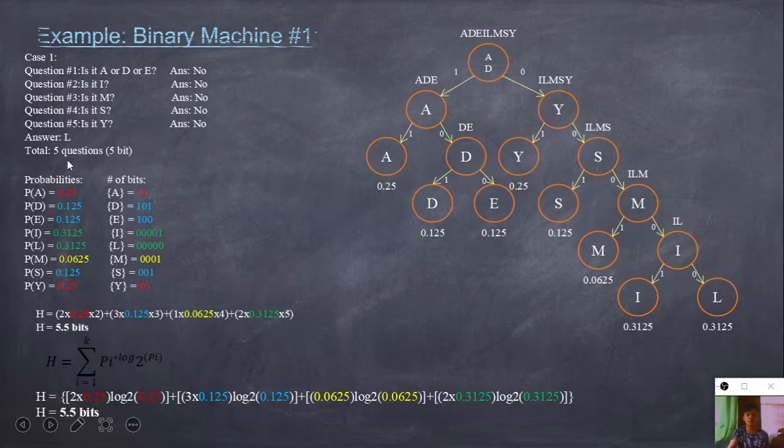So there are 5 questions, or equal to 5 bits. This is less than case 4 for the example, since the first example has 6 questions. So the total is 5 questions, equal to 5 bits. For its probabilities, we'll use the same values, which is 0.25 and so on. And for the number of bits, it is this.